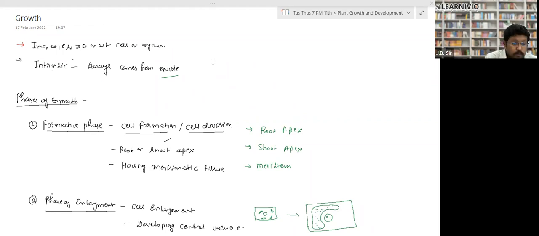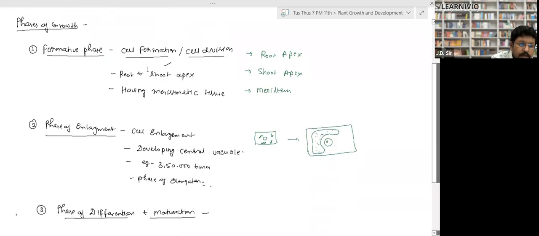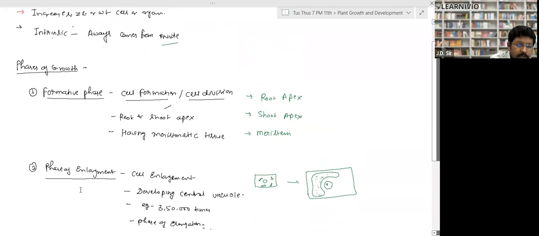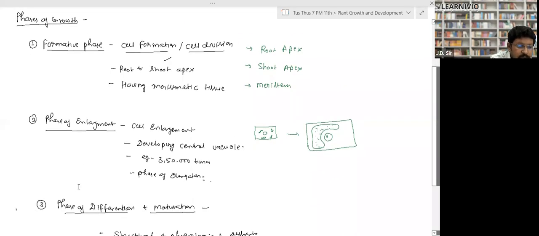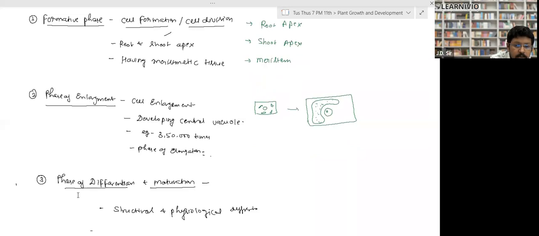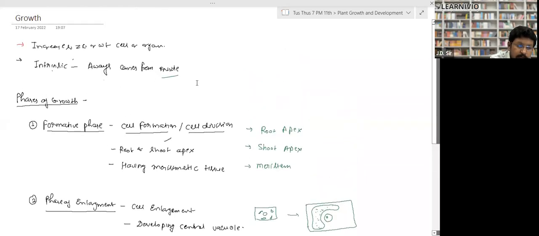Now come to the phases of growth, right? How many phases of growth are there? As we are studying plant physiology, we'll talk about the plant only, right? So when we talk about the phases of growth, we divide it into three phases: formative phase, phase of enlargement, and phase of differentiation, right? So the growth is divided into three phases.